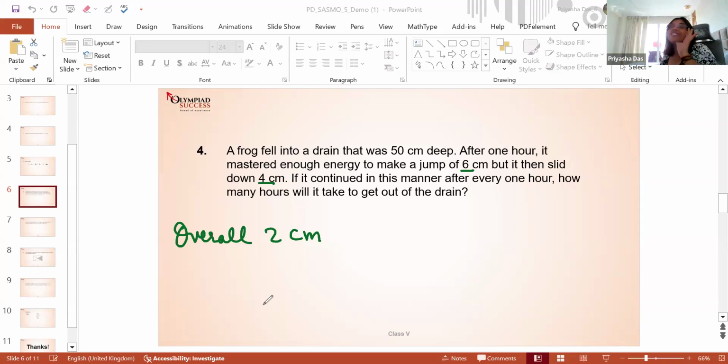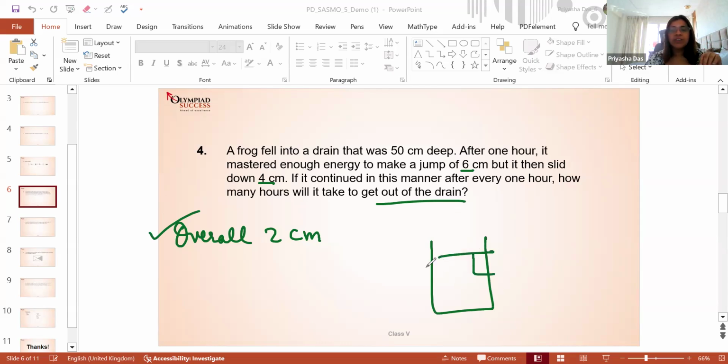That's where I want you to think again. You're right till here, and you're also correct with dividing the value and getting the hours. But as I said, get out of the drain. So Avyansh, if I jump 6 centimeters and then fall 4, it takes 26 hours? That's more. I think you can do it in less, because once he jumps out, there's no point of falling back 4 again. Think practically. If he jumps out of the well or the drain, once he's out, there's no falling back 4 again.